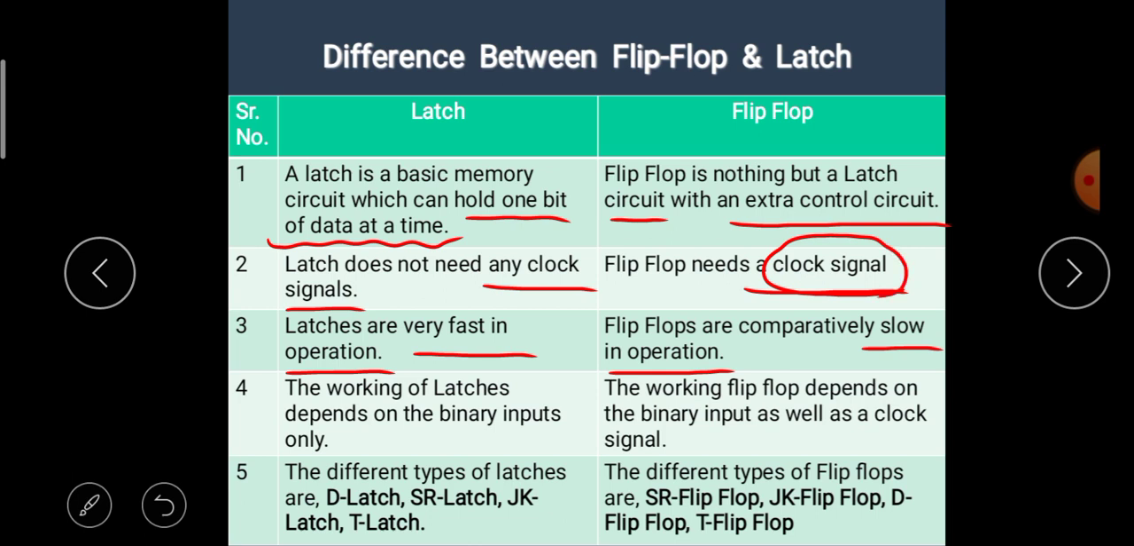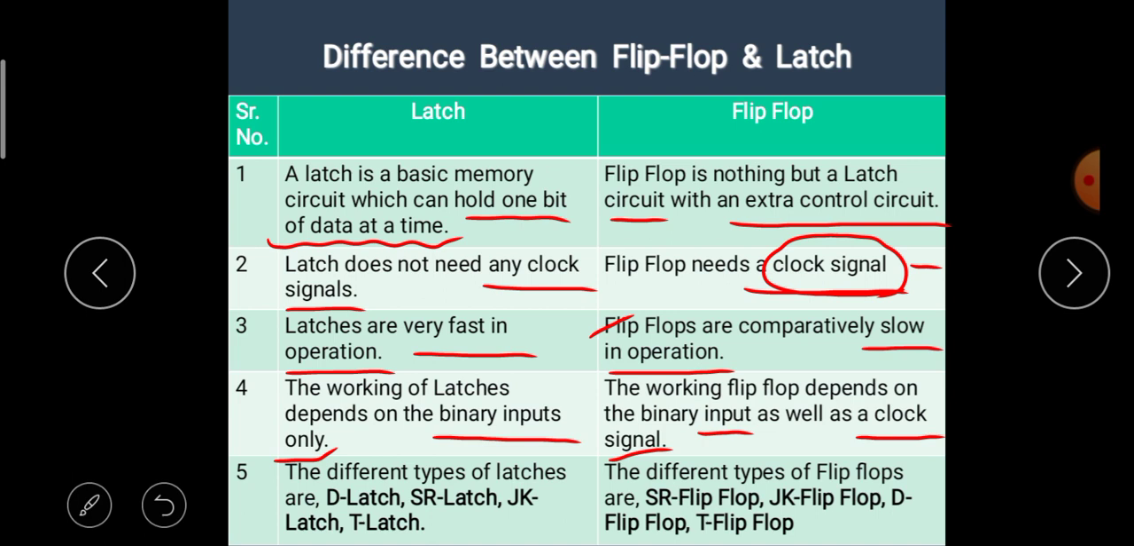Hence, at the arrival of the clock, the outputs change. Hence, the flip-flops are slower than the latches. The working of latches depends on binary inputs only, while the working of a flip-flop depends on the binary input as well as the clock signal.